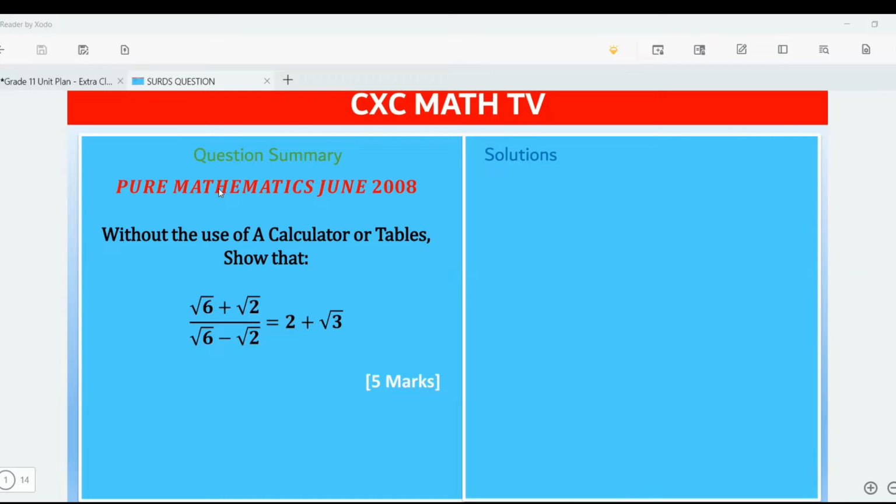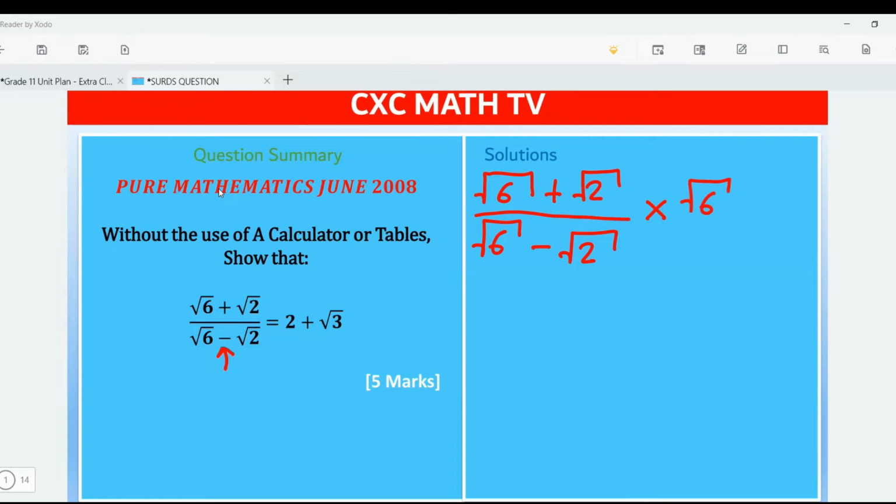Whenever you're doing surds, remember the first step is to always multiply the numerator and the denominator by the conjugate of the denominator. So we have the square root of 6 plus the square root of 2 divided by the square root of 6 minus the square root of 2. Since this is a minus, the conjugate is going to have a plus. So we multiply by the square root of 6 plus the square root of 2 divided by the square root of 6 plus the square root of 2. You always multiply the numerator and the denominator by its conjugate.